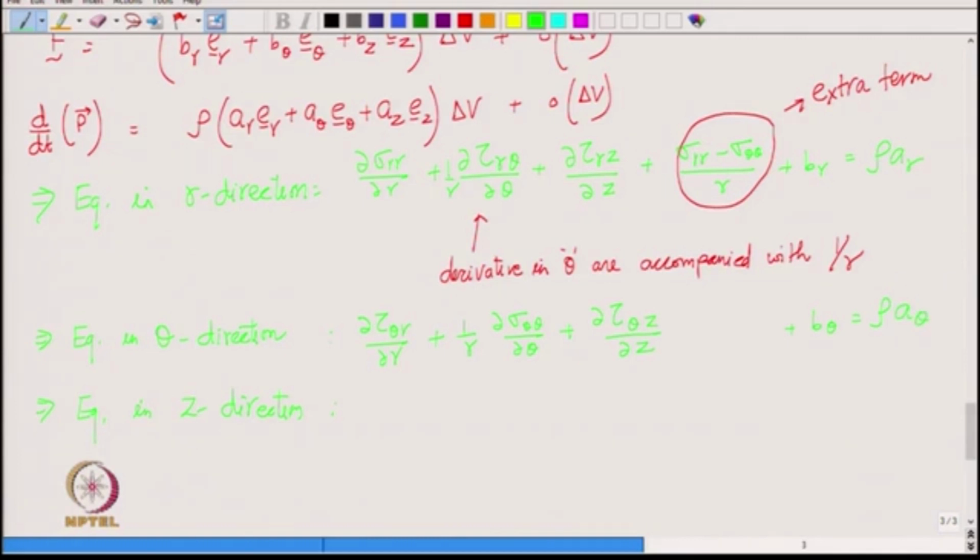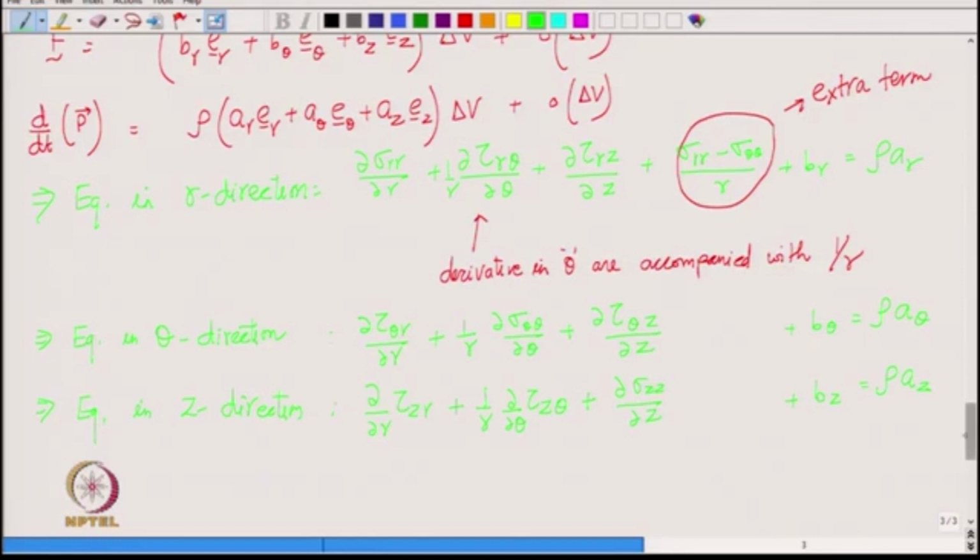Likewise, for the z direction we have all the traction components in the z direction. So, the first term becomes del by del r of tau z r plus 1 over r del by del theta of tau z theta plus del sigma z z over del z. So, these are the usual terms. We will also have extra terms which we will explore, plus b z is equal to rho times acceleration in the z direction. Okay, now, look for the extra terms for the theta direction.